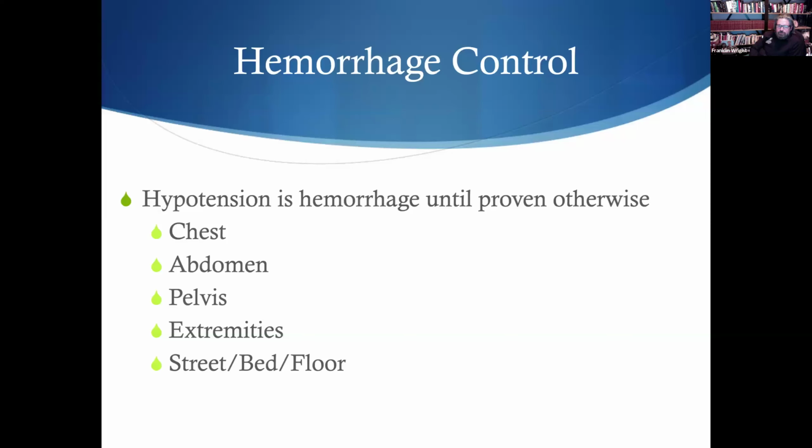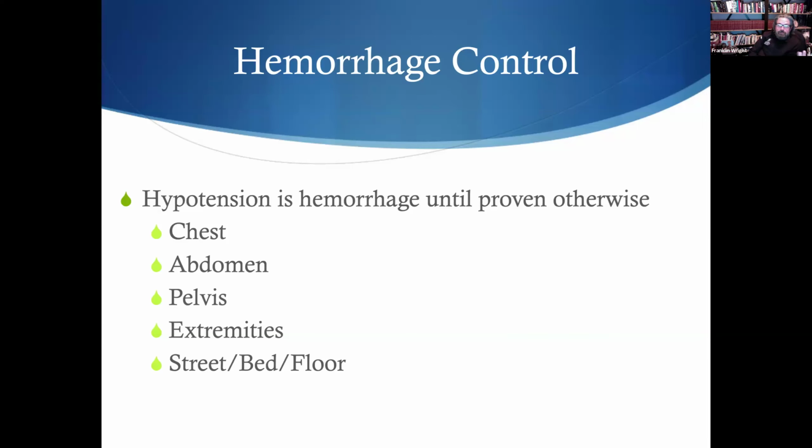All right, so hemorrhage control. This is where I was going to tie back to that blood on the floor question. Hypotension in trauma is hemorrhage until proven otherwise. So the unstable trauma patient is presumed to be bleeding. I still to this day use this where somebody's sick and I'm struggling to figure out where they're bleeding.